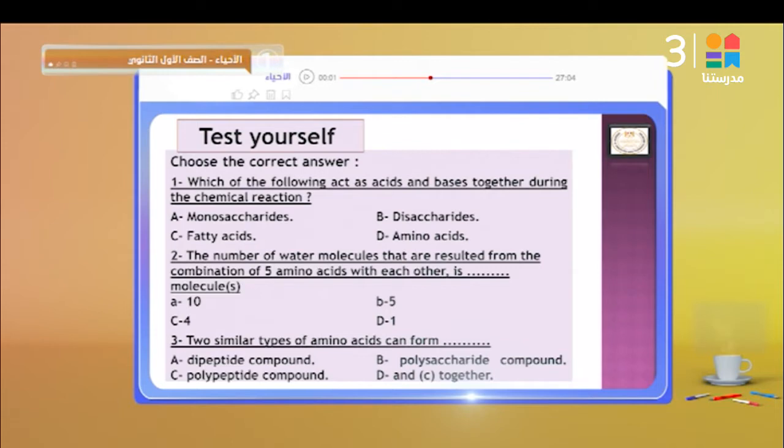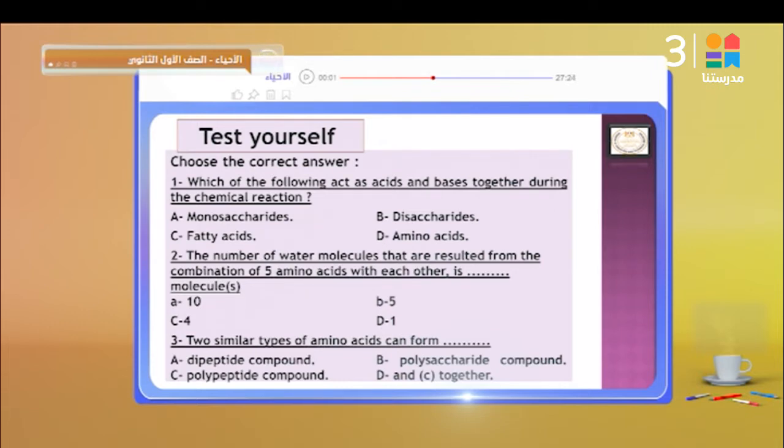Now, I will explain the questions. To apply this, did you understand carefully or not? Take your time. Choose the correct answer. Which of the following acts as acid and base together during chemical reactions? A, monosaccharides; B, disaccharides; C, fatty acids; D, amino acids. Take your time.